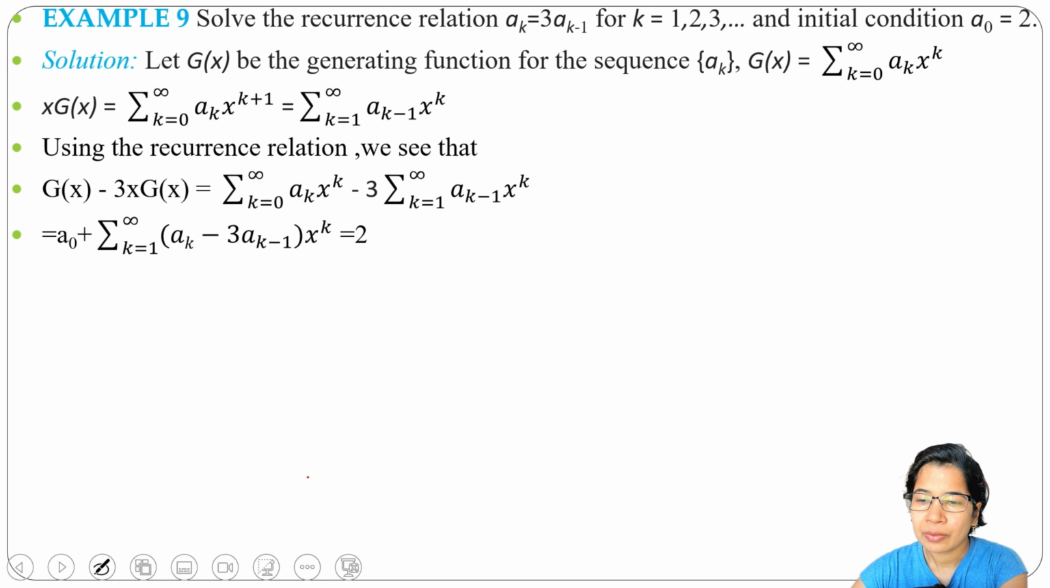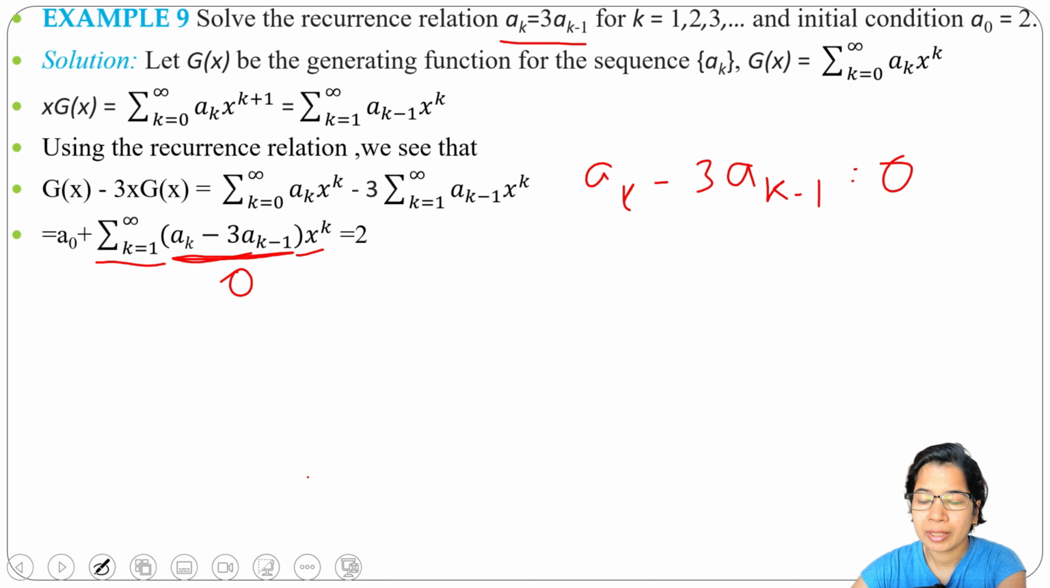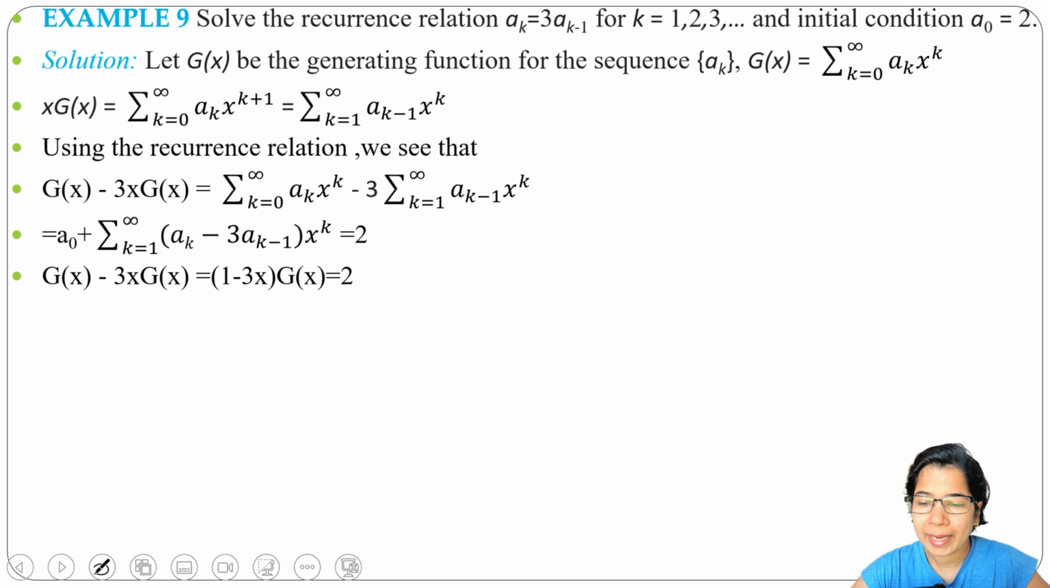From this we can take common the summation of (ak minus 3a(k-1)) whole multiplied by x^k, and this we know as 0. Here it's given, right? So this thing is 0. 0 multiplied with this, so the whole term is 0. The a0 value is 2 as it's given in the initial condition. So g(x) minus 3x g(x). Now from these two we can take g(x) common. After taking g(x) common, (1 minus 3x) g(x) equals 2, and this is the solution of this recurrence relation.